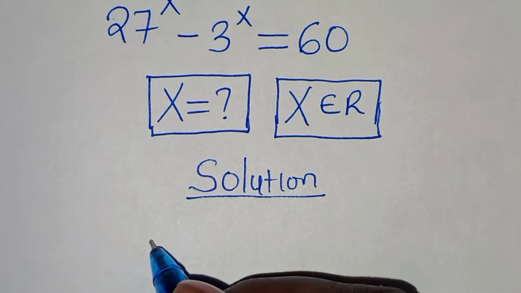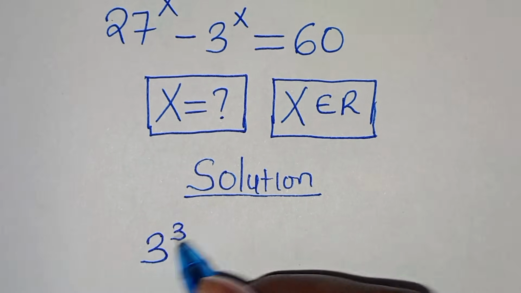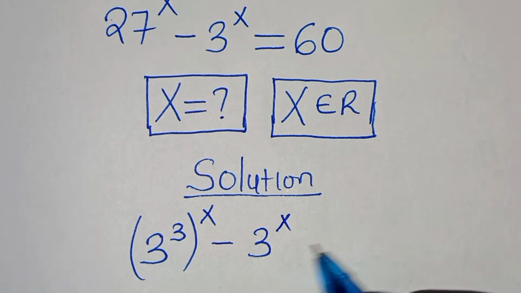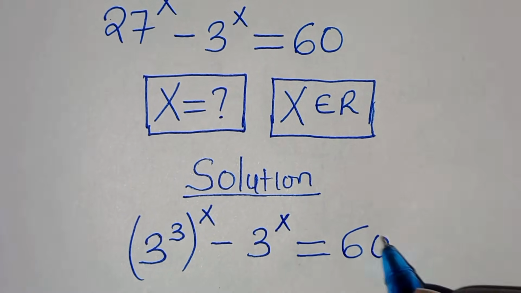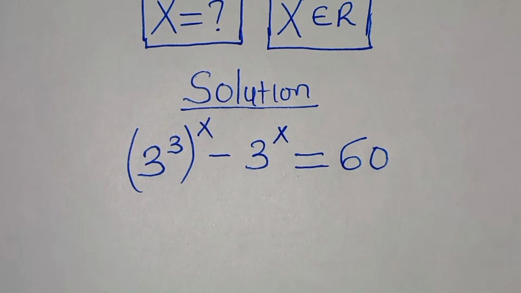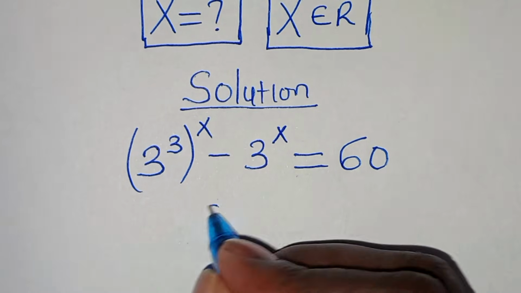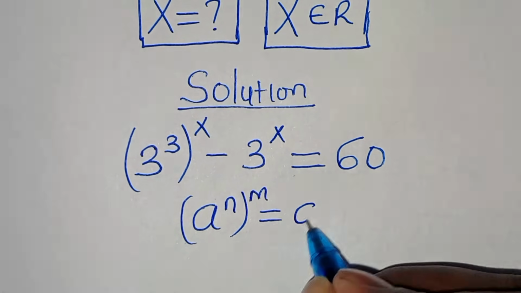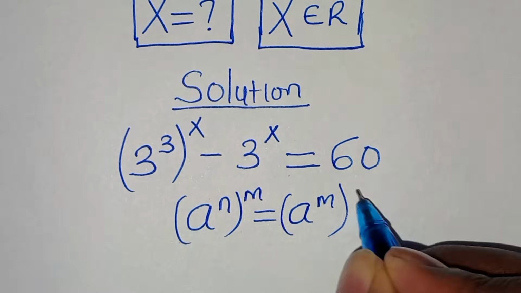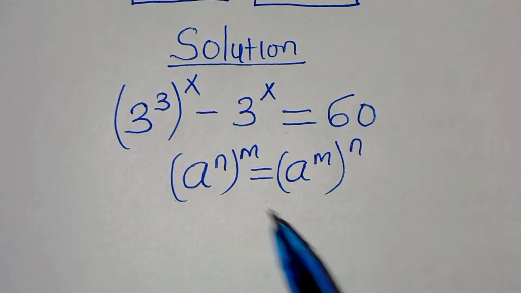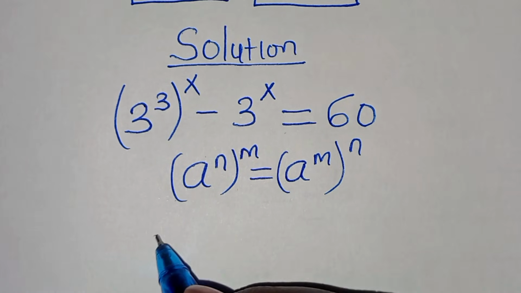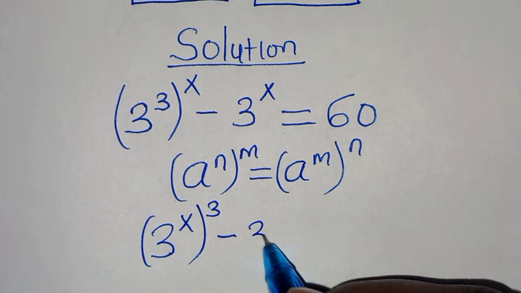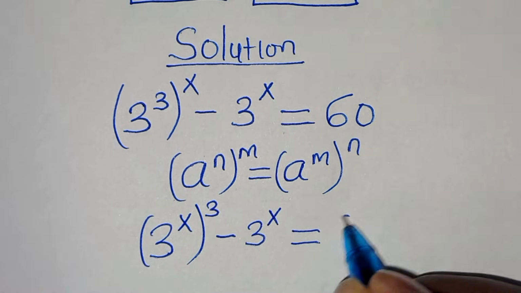Now we have 27, which is the same thing as 3 to the power of 3, raised to the power of x, subtract 3 to the power of x. This is equal to 60. Now, 3 to the power of 3 to the power of x is in the form of a to the power of n raised to the power of m, which we can express as a to the power of m raised to the power of n. Applying this identity, we have 3 to the power of x raised to the power of 3, then subtract 3 to the power of x. This is equal to 60.